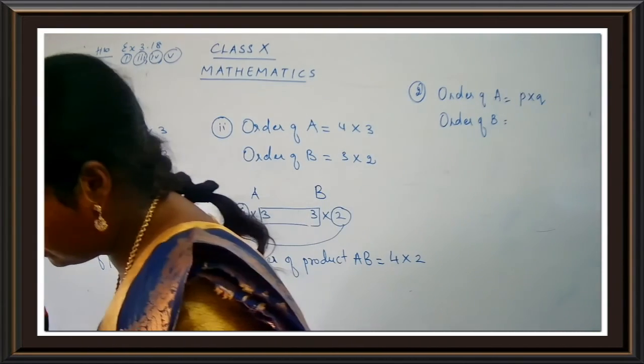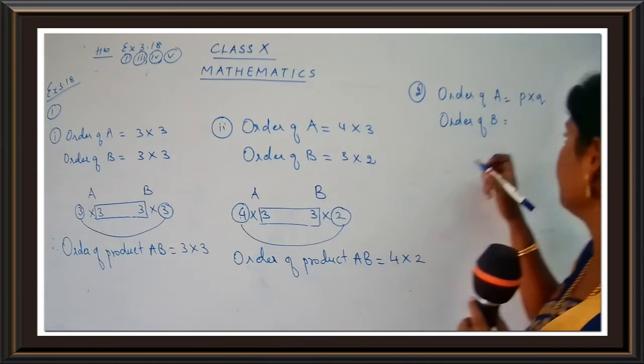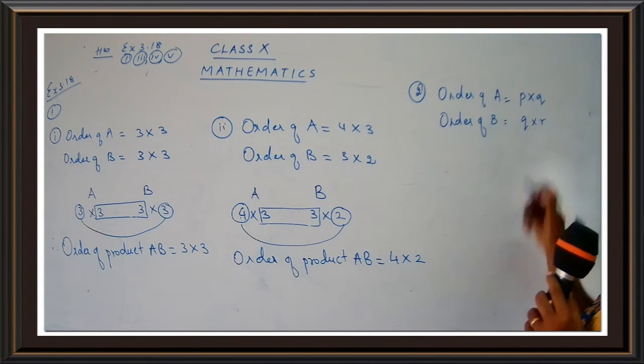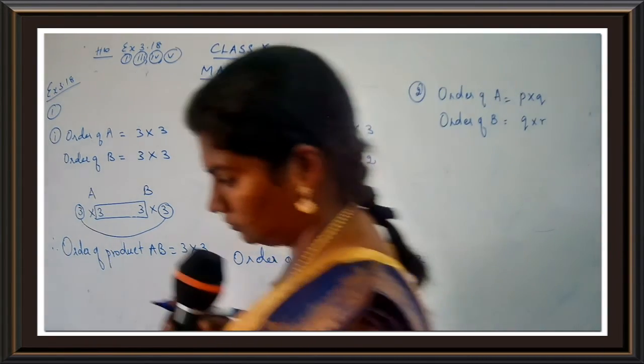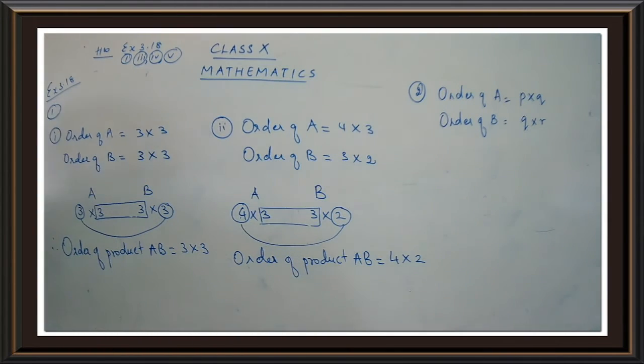And they have given you the order of B also. What is the order of B given to you? Q cross R. So the order of A is given as P cross Q, and B is Q cross R. Shall we start with the answer, children? Okay, let's start the work.